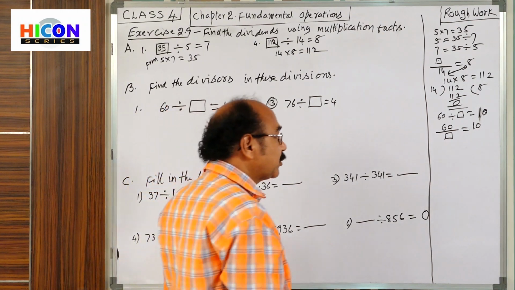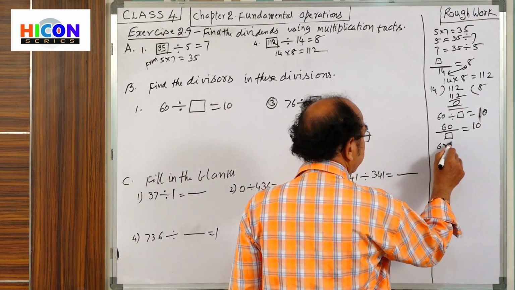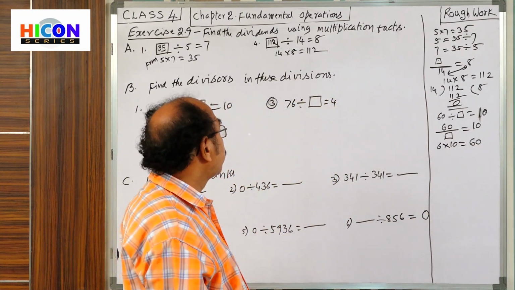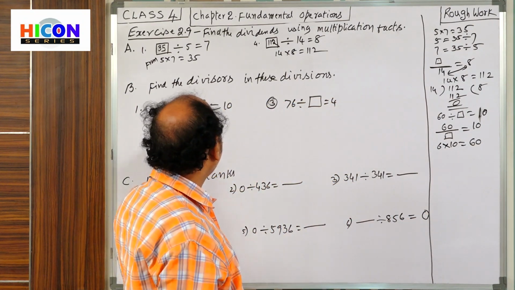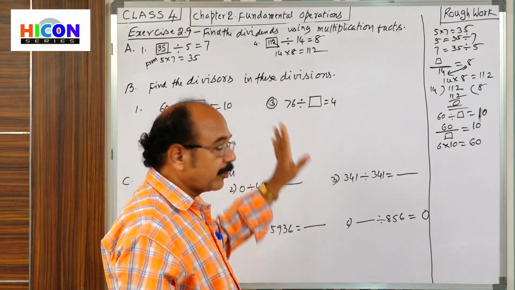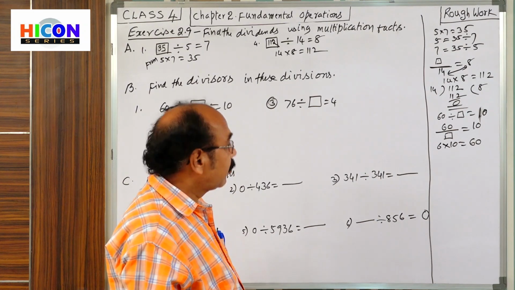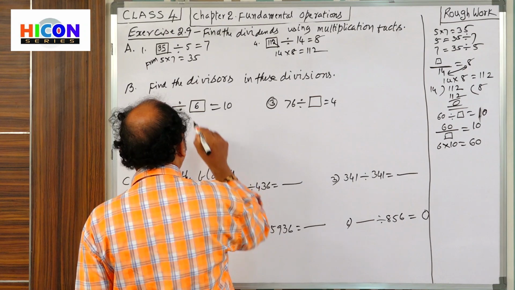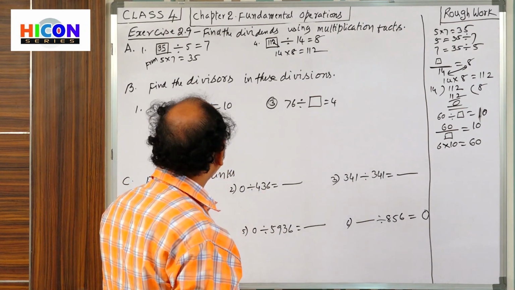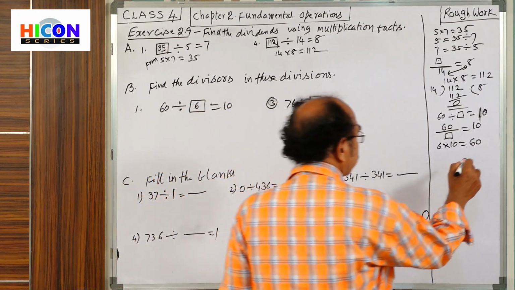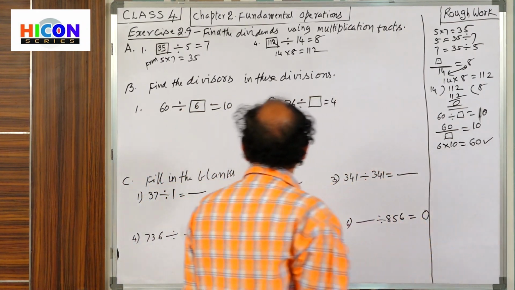So, you know the multiplication fact. 6 tens are 60. So, if we divide 60 with 6, then we can get 10. That's why here we write 6. 60 divided by 6 is equal to 10. 6 tens are 60.